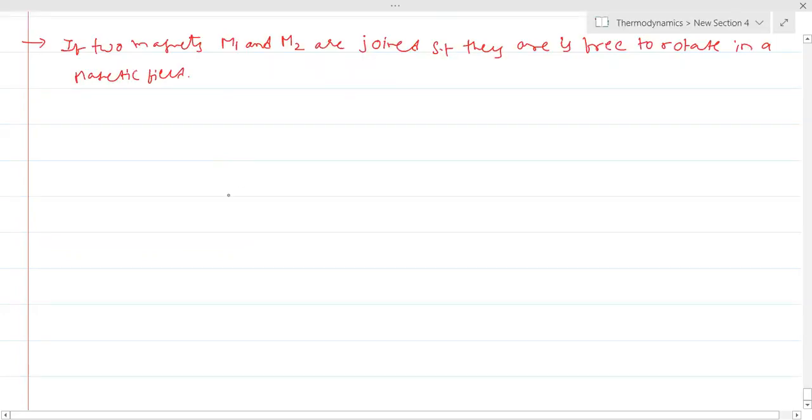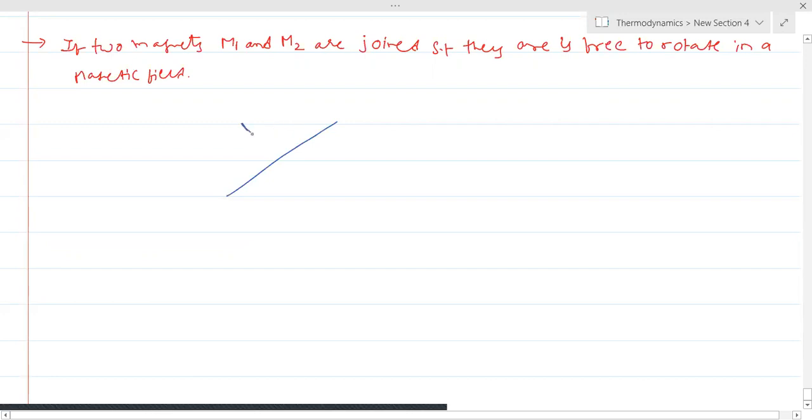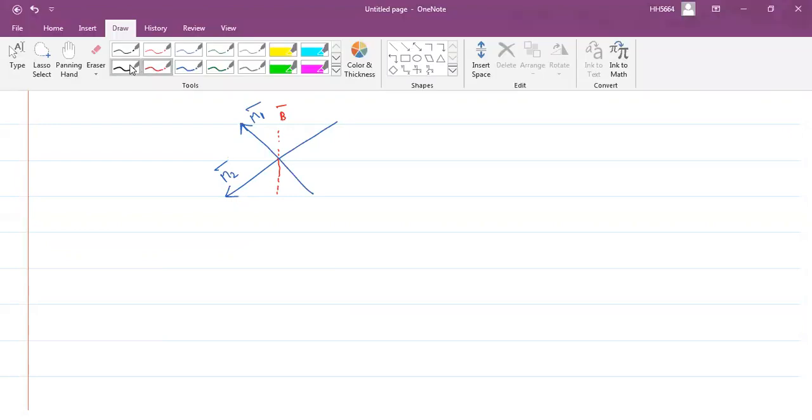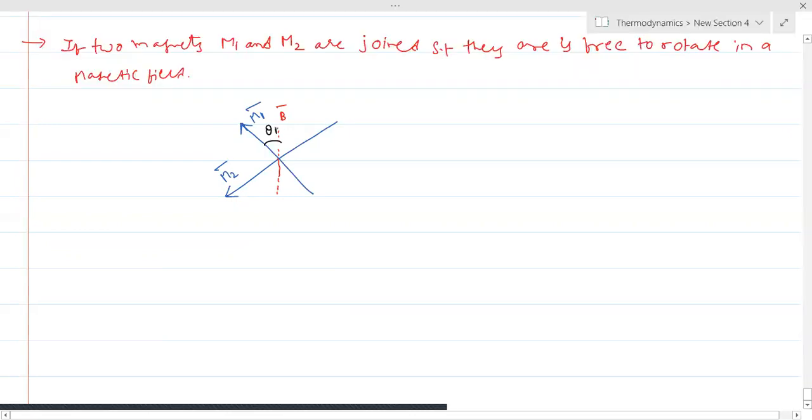For example, I am taking the two bar magnets in this way. So this is the direction of M1 bar, let us say, and in this way we are taking M2 bar, and this is vertical. In the vertical direction you are taking the B bar. So with respect to the M1 bar, the first magnet makes an angle θ1, and with respect to the M2 bar, the second one, so this is B bar direction, therefore this will be θ2 angle.